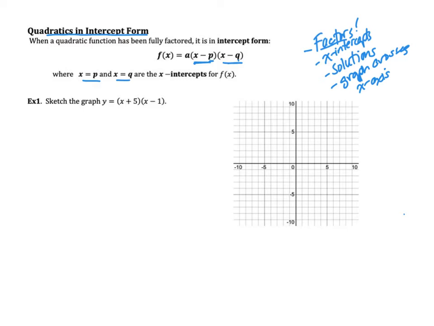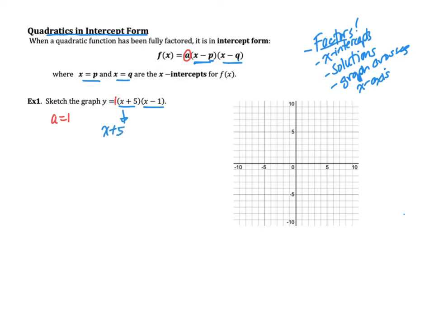So let's try it. Example 1. It says sketch the graph of y equals x plus 5 times x minus 1. Now, sometimes we have an a value in front. Well, we always have an a value in front, except this time it's invisible. It's an invisible 1. So your a value is 1, which means it doesn't have any special stretch or shrink. We didn't reflect it.